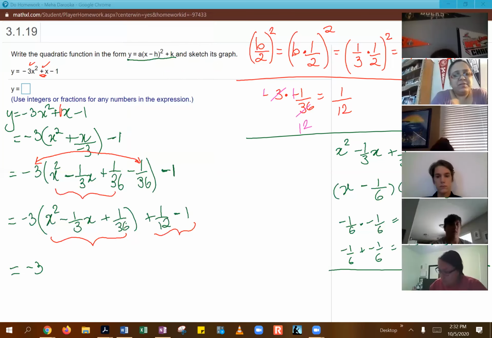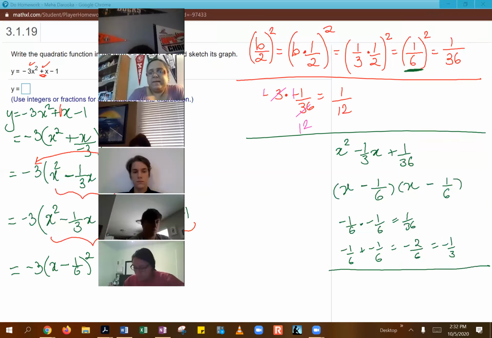So this will factor into, as Abdul Aziz has it in the chat, x minus 1/6 to the second power. And then what happens when we add that 1/12 and negative 1, or basically if you subtract those numbers? What will that give us? Nathan, you've got negative 11 over 12. Abdul Aziz, negative 11 over 12.